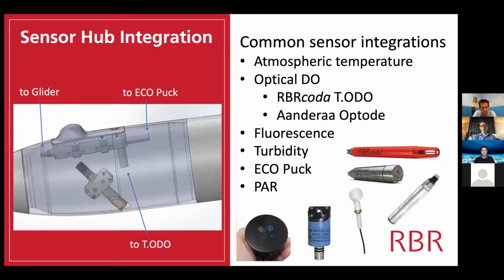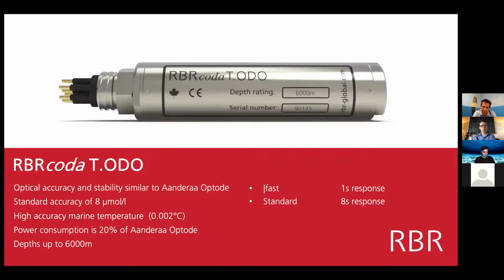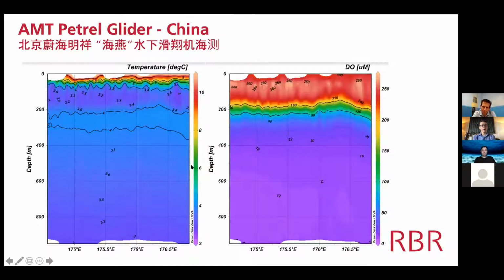And quickly, I wanted just to close by talking about the sensor hub integration. Again, it allows for multiple sensors to go into the Legato, such as the TODO or our CODA temperature. And here it's being seen on a Slocum, where it was used to actually get ambient temperature above the surface. And the TODO was used on the Petrel glider to go to 1,000 meters in China, and at 1 second oxygen sampling rate, it gave some really beautiful contours of oxygen all the way down to the bottom.